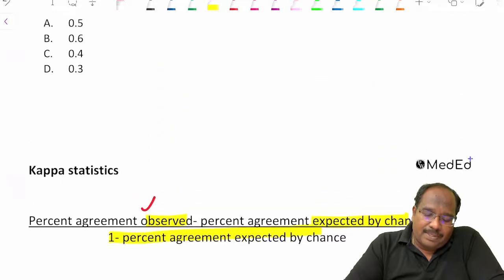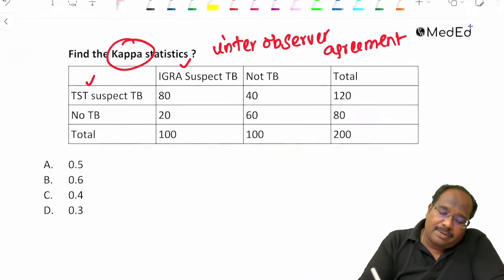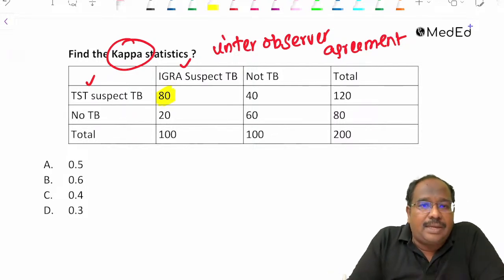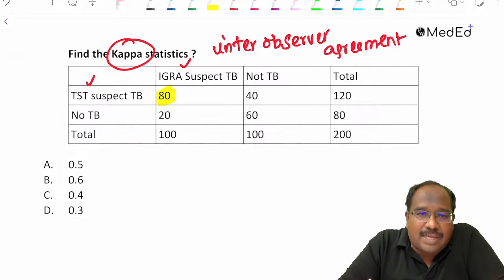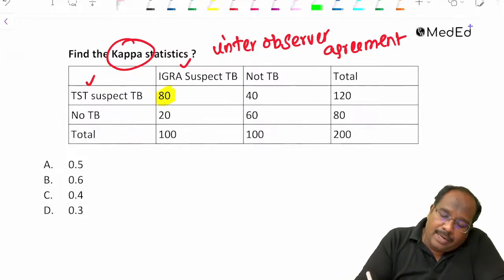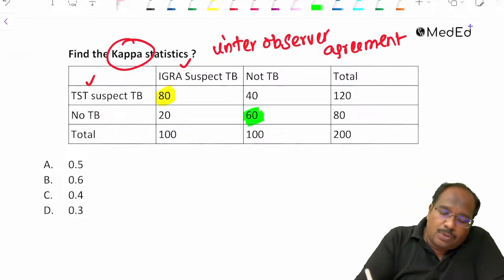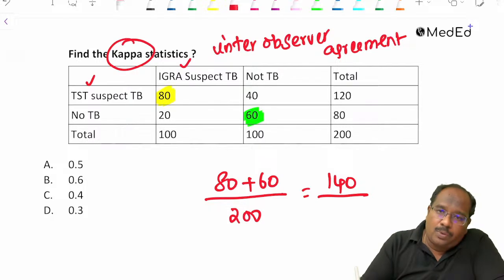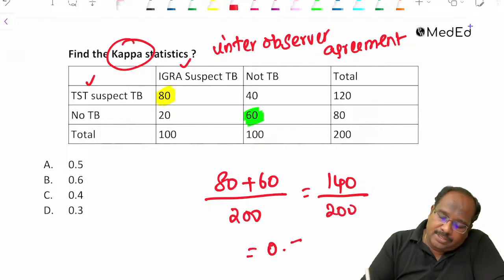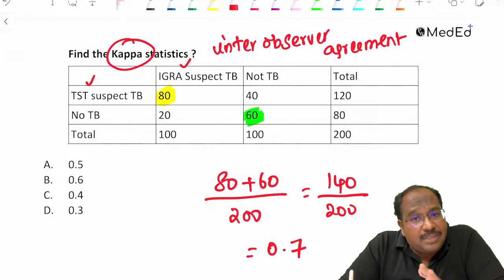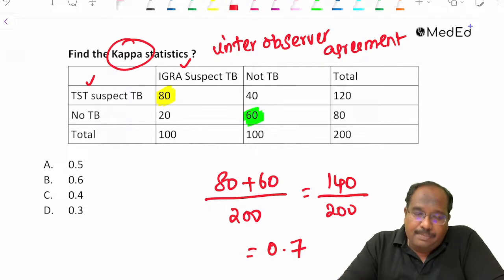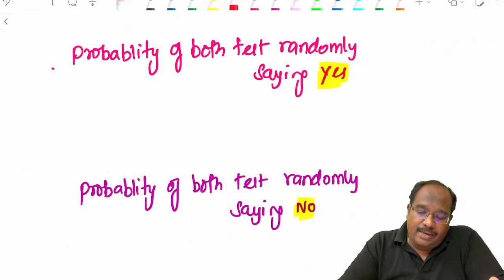So first let us start with the percent agreement observed. So 80 out of 200 people, in 80 people both TST as well as IGRA said positive, and another 60 both said negative. So what is the agreement? 80 plus 60, that is 140, out of 200. So 140 by 200 comes as 0.7. So the agreement observed is 0.7. Fine.